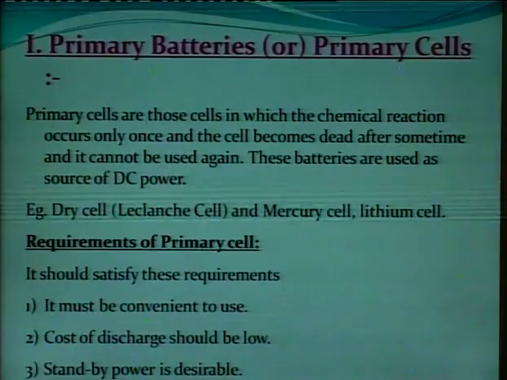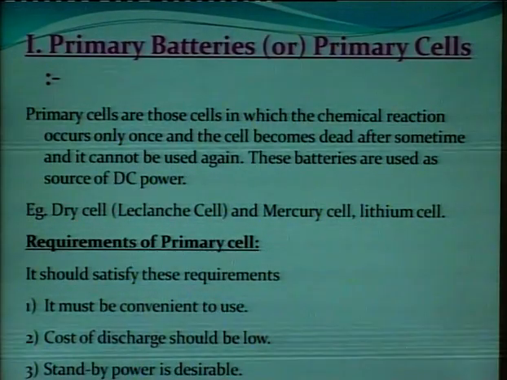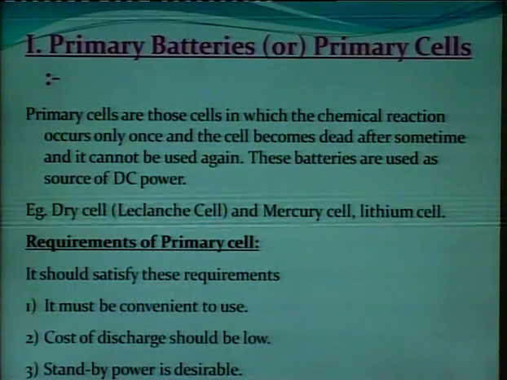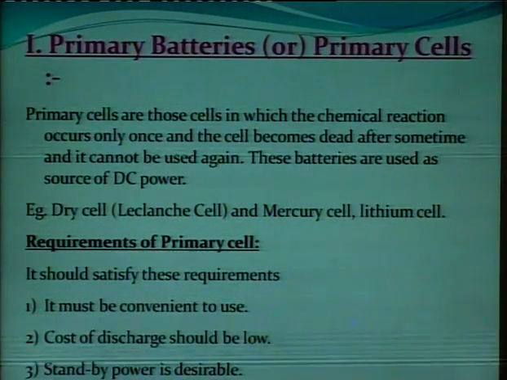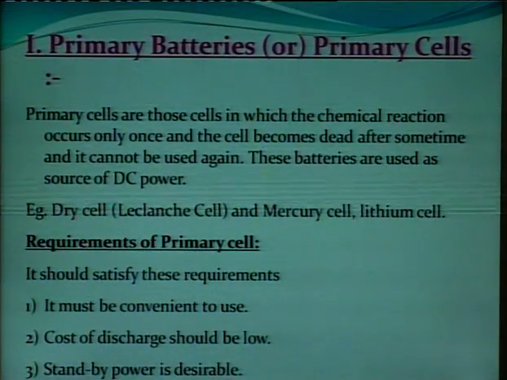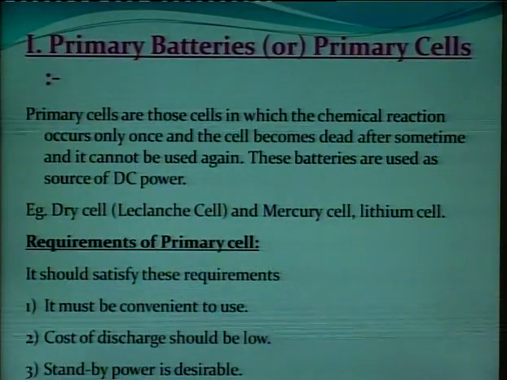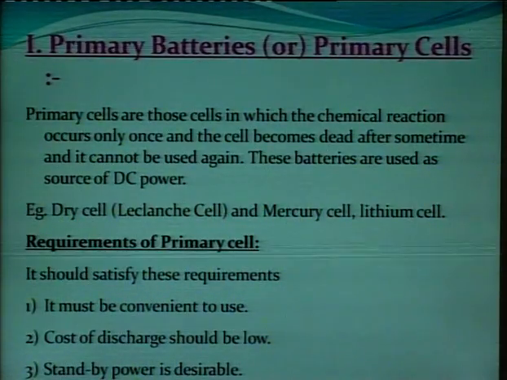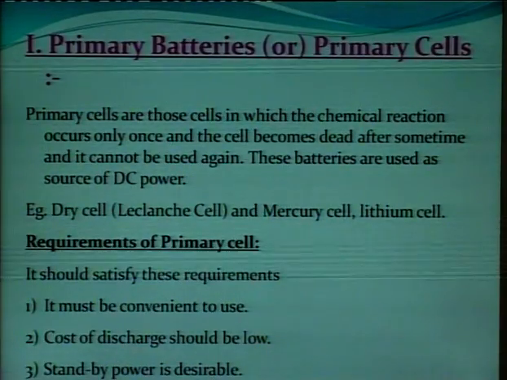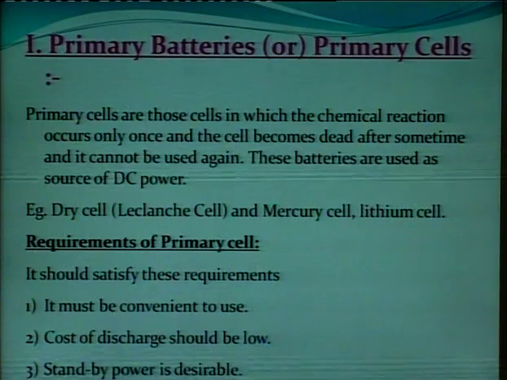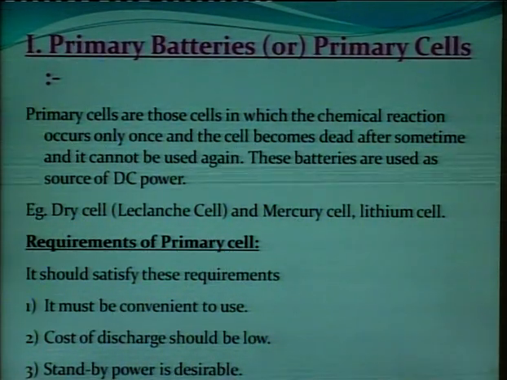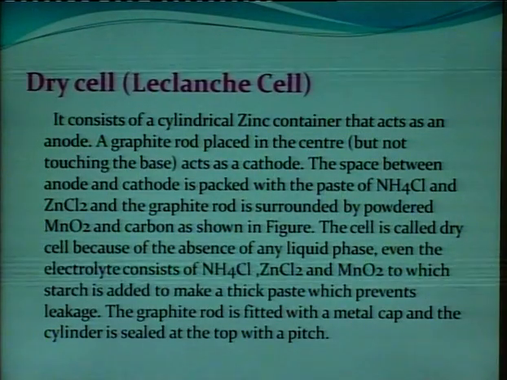Primary cells are those cells in which the chemical reaction occurs only once, and the cell becomes dead after some time and cannot be used again. These batteries are used as a source of DC power. So, there are some requirements of the primary cell. It must be convenient to use. The cost of discharge should be low. Standby power is desirable in the primary cell.